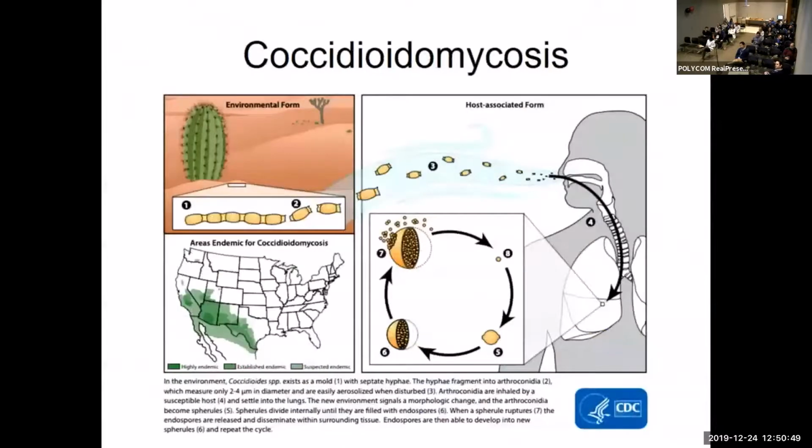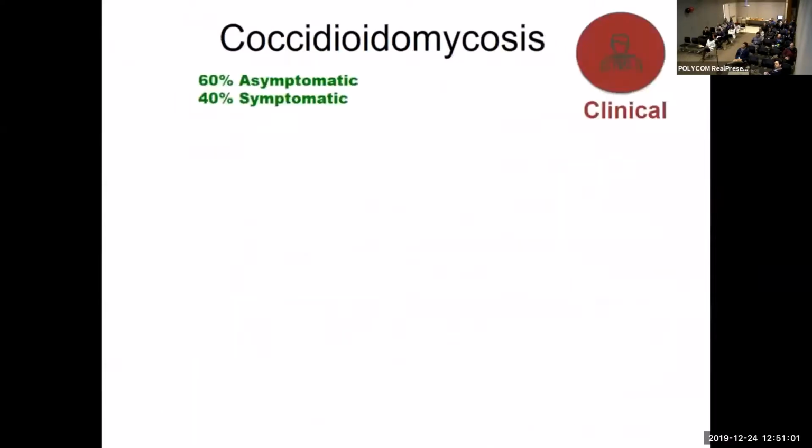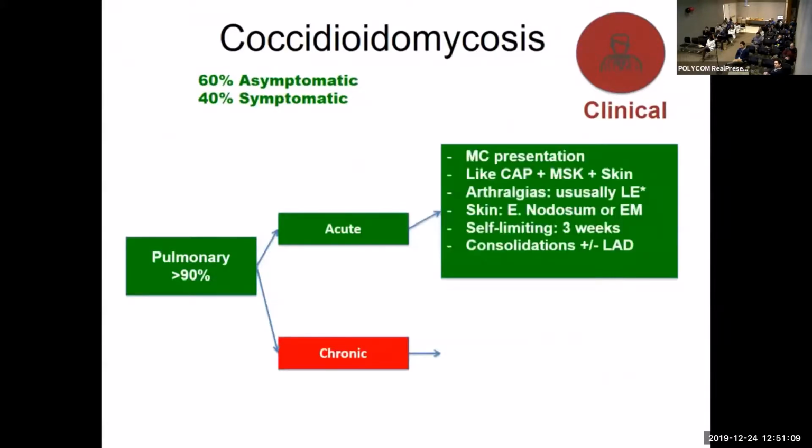So with cocci, the port of entry is the lungs. After the lungs, it has a blood dissemination. So clinical wise, 60% will be totally asymptomatic. The most common presentation is pulmonary, the same thing as the other ones. So acute looks like community acquired pneumonia. The only thing is here you're going to have skin findings and arthralgias, usually in the lower extremities. So usually people confuse this disease with autoimmune diseases.